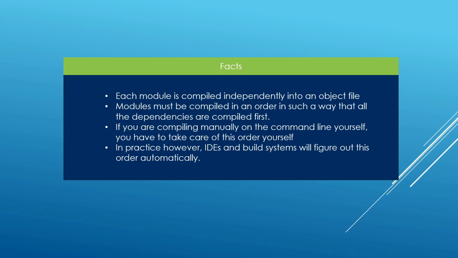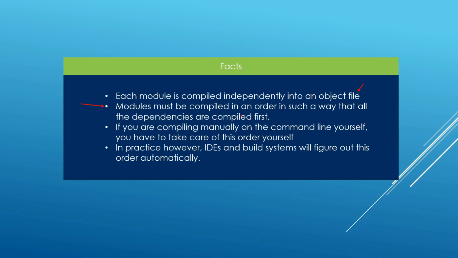Each module is going to be compiled independently into an object file. So each module is a translation unit, and this is fairly different from what we are used to in old C++, where a header is really not a translation unit. Headers are included in the translation units. In C++20 modules, a module is a translation unit, and it is compiled independently.